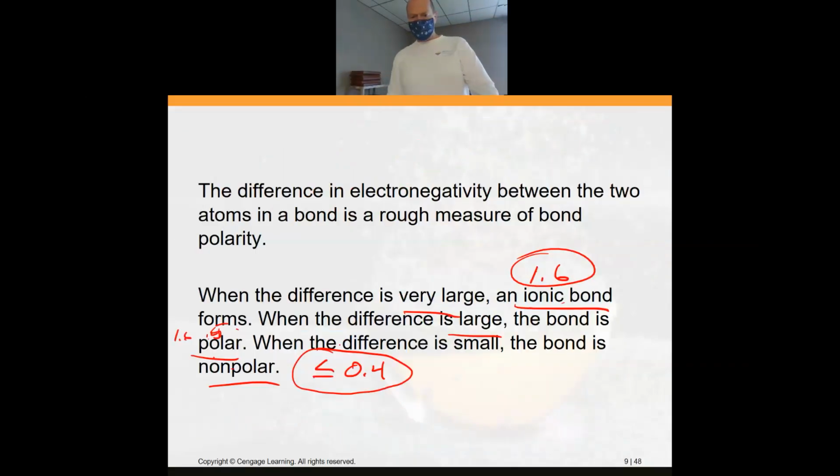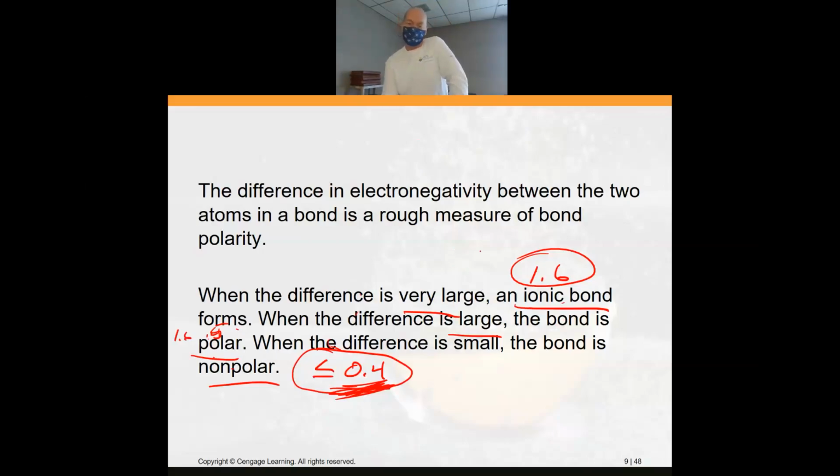So the number you're looking at is 0.4. If you are two nonmetals and you are less than or equal to 0.4, then you are nonpolar. If you are greater than 0.4, you are going to be polar.